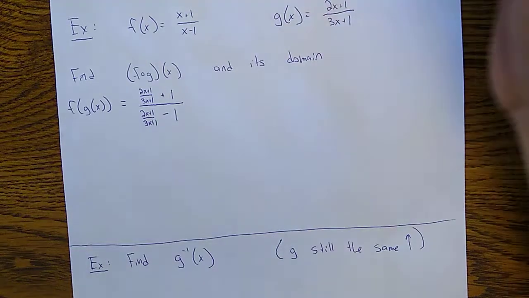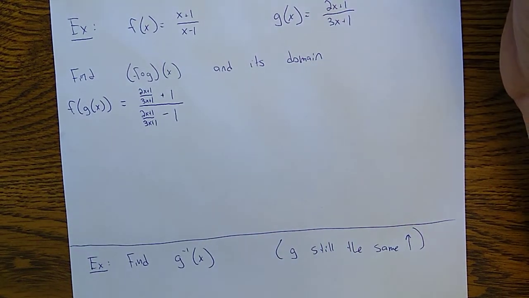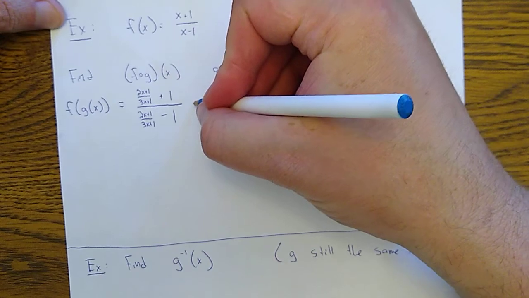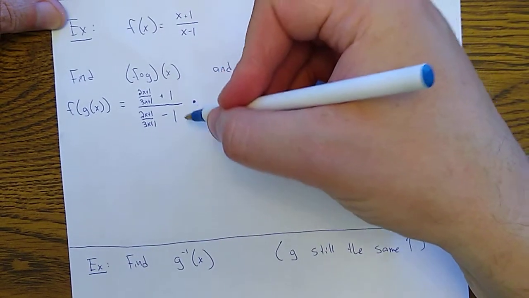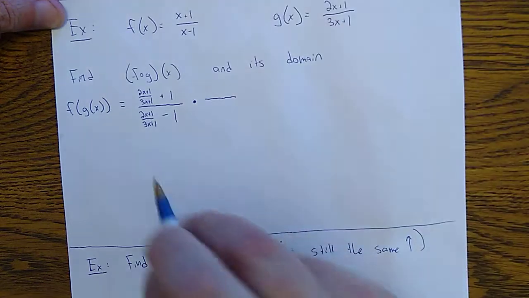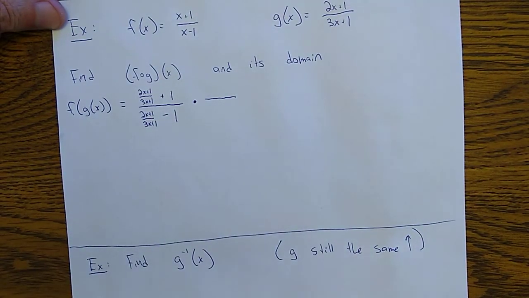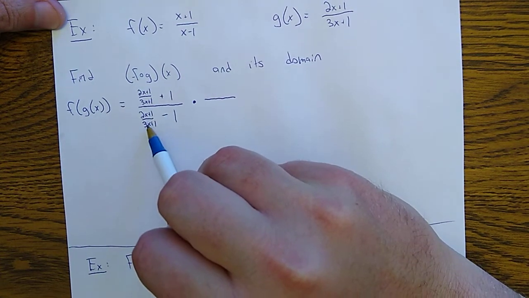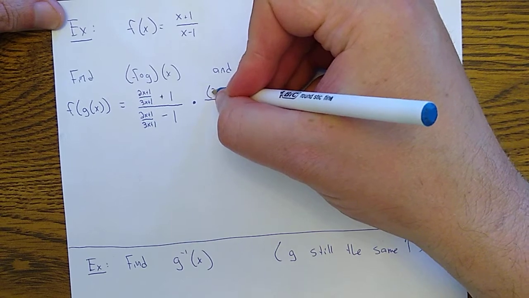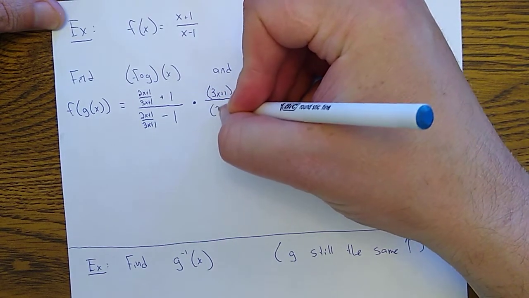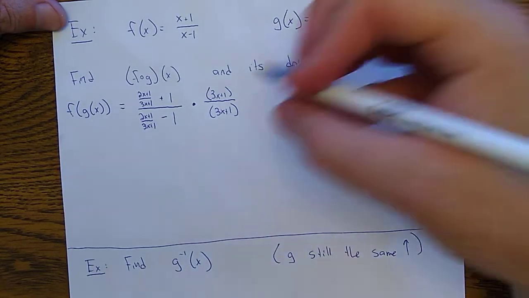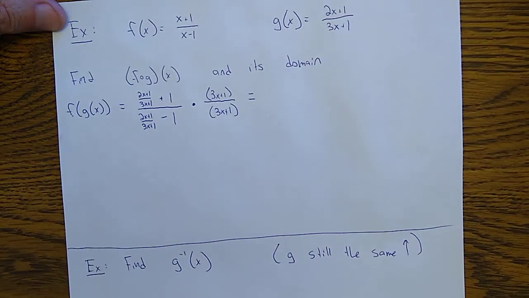And now, basically this is my answer, but I would like to simplify it. One thing I don't like is a fraction inside of a fraction. So in order to simplify this, I'm going to multiply the top and the bottom by something that will kill all the denominators. The denominator I see down here is 3x plus 1, and luckily that's the same thing down here, so all I need to do is multiply the top and bottom by 3x plus 1.